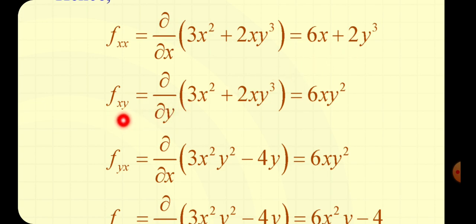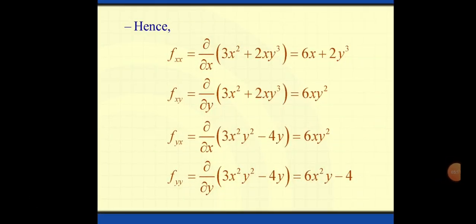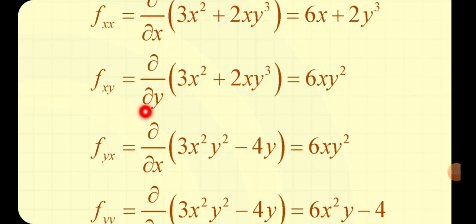And fxy can be written as partial y, the partial derivative with respect to y, of fx. Fx from the previous steps in the previous slide equals 3x squared plus 2y to the power 3. So you have to find the derivative with respect to y. Here there is no y, so its derivative is 0. And for y to the power 3, its derivative is 6 y to the power 2 times x. So this is your final answer.